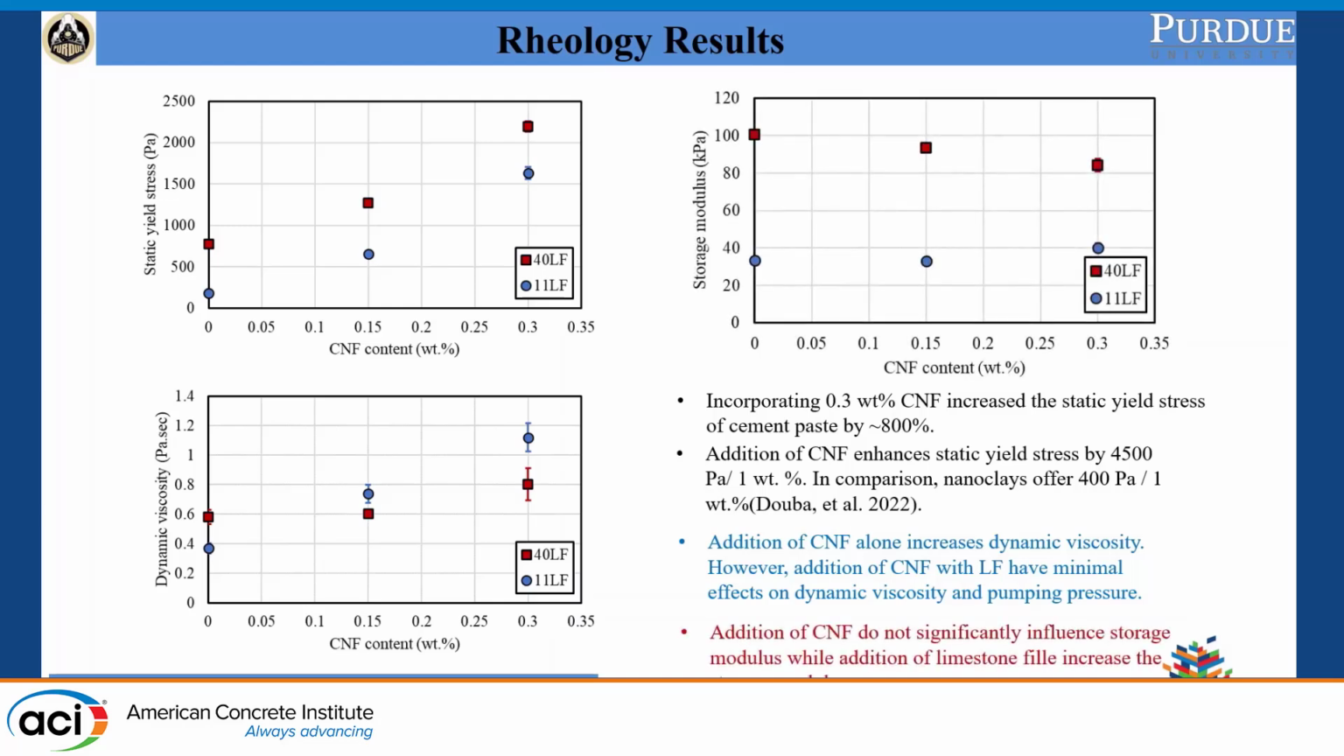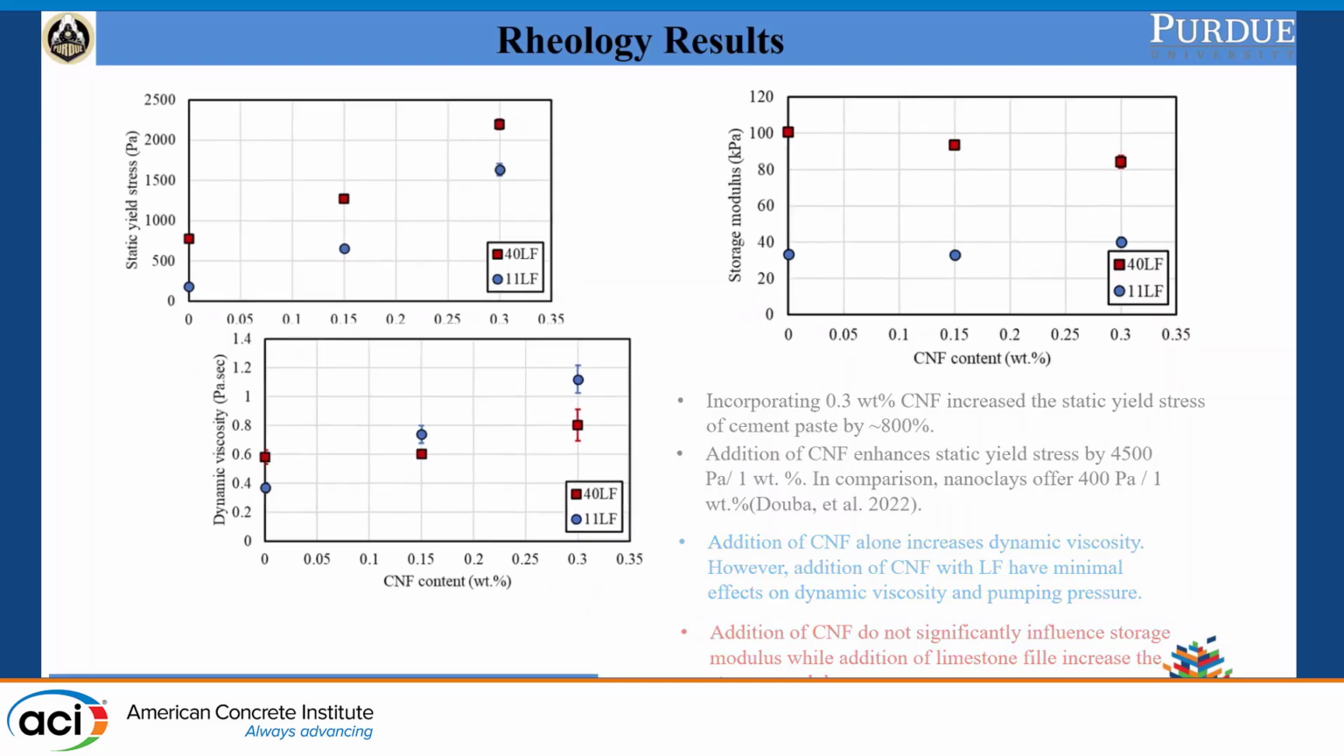The other parameter we are looking at is the storage modulus. Comparing Type 1L cement and the 40% replacement of limestone, we can see a large increase in storage modulus. On the other hand, if we only look at CNF, it doesn't affect the storage modulus that much, a little bit, but not really significantly. So all of these are rheology parameters.